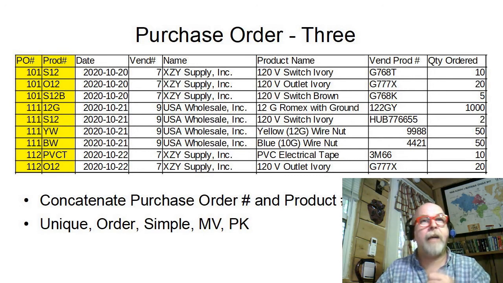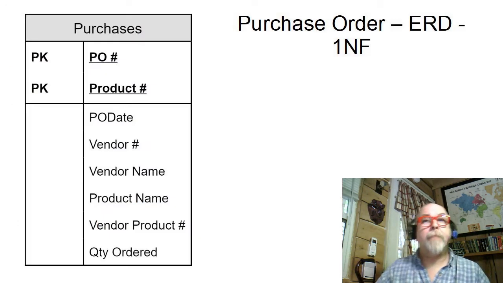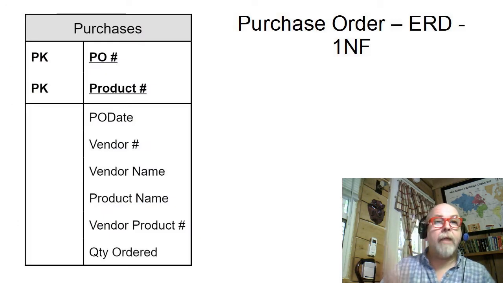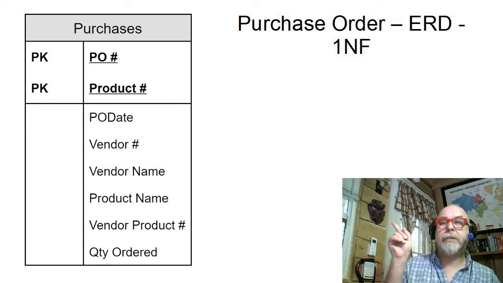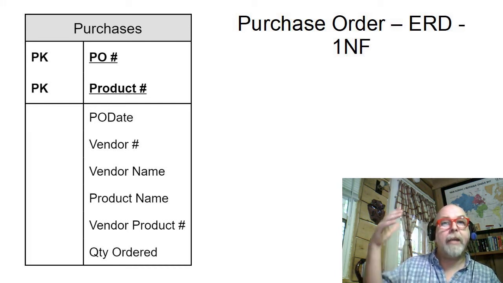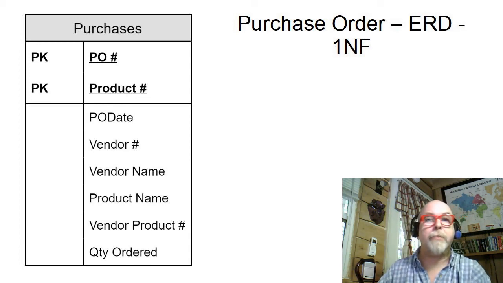Excellent. So I've got purchase order information into first normal form. And a simple entity relationship diagram for my purchases would look something like that, with purchase order number and product number being my primary key and everything else just being attributes.